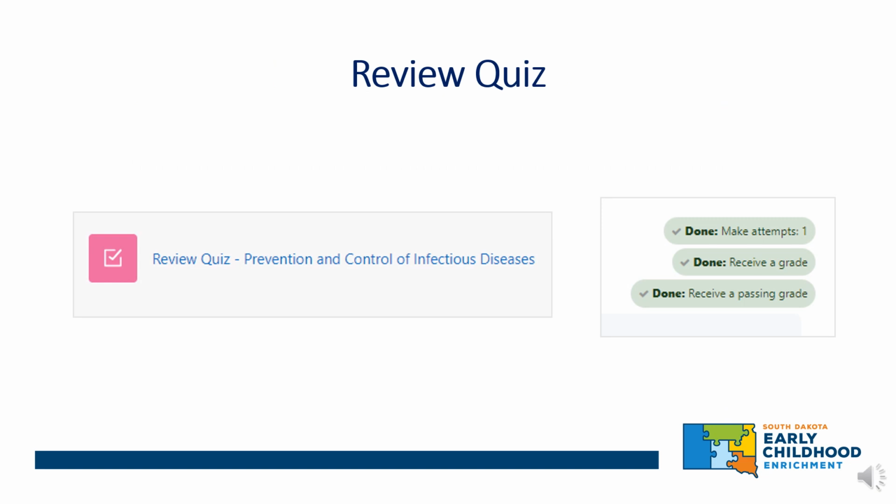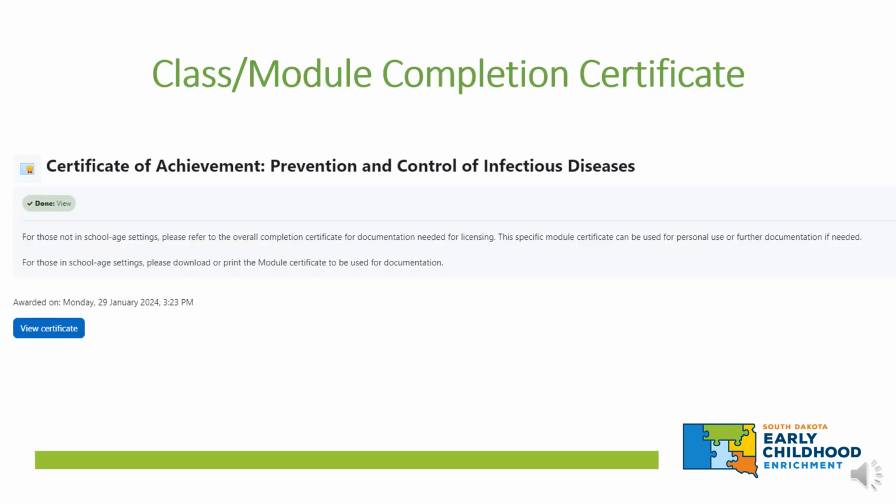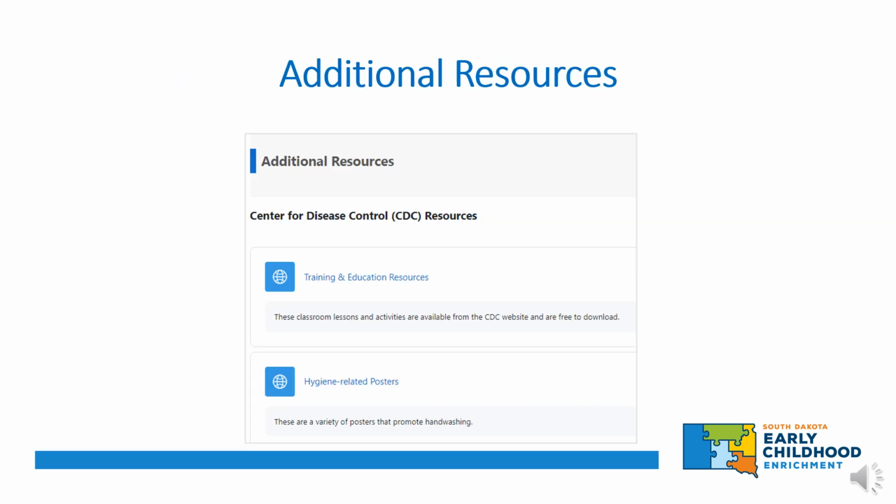The review quiz is indicated by the pink box. This will be available when the video and all activities within the video have been completed. When the quiz is complete and you have received a passing grade, the green Done buttons will be checked. The passing grade is receiving an 80%, which is getting 4 out of 5 questions correct. When the review quiz has been completed and passed, you will have access to the certificate of completion for the module. Select the link. Then select View Certificate, and you will be able to save and print the document.